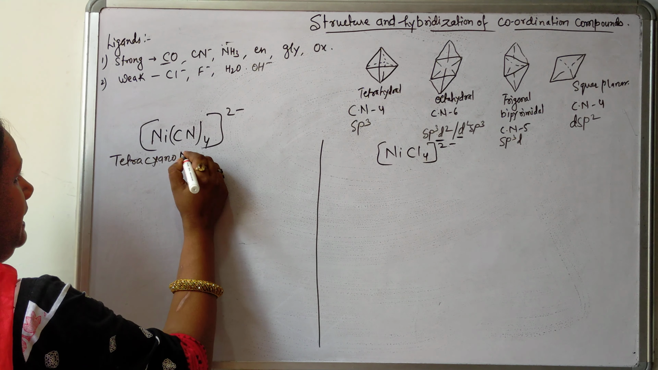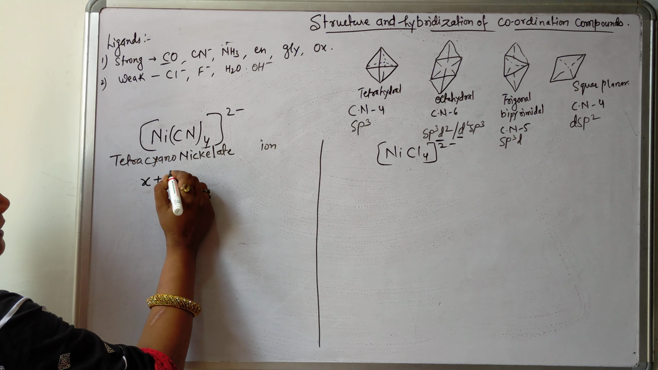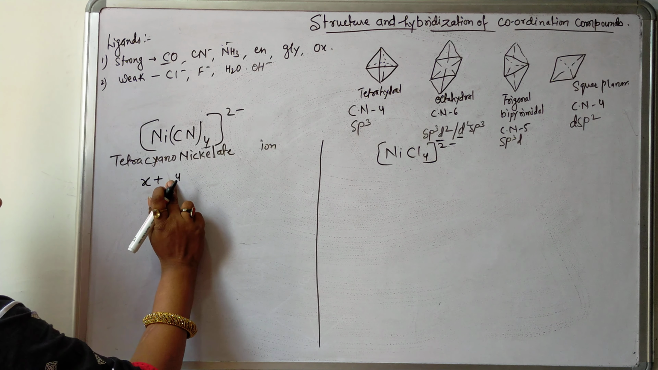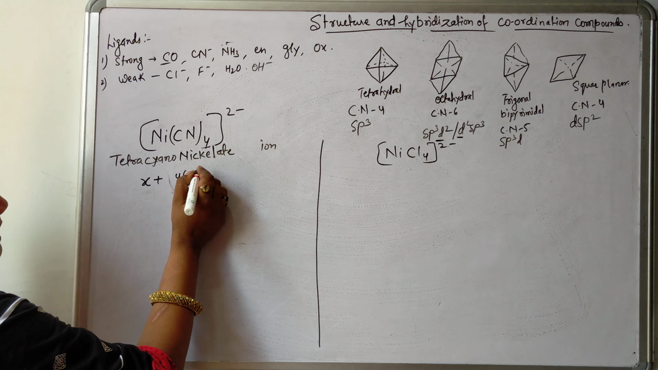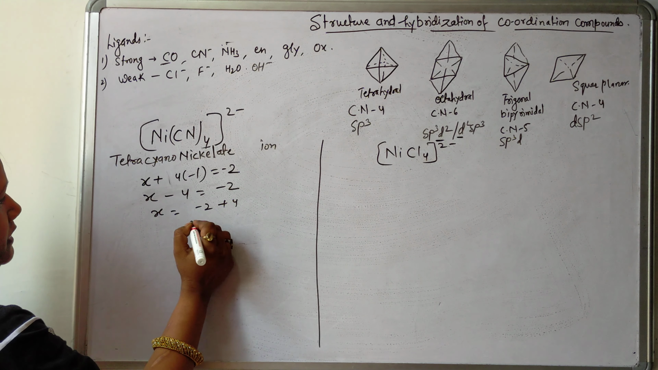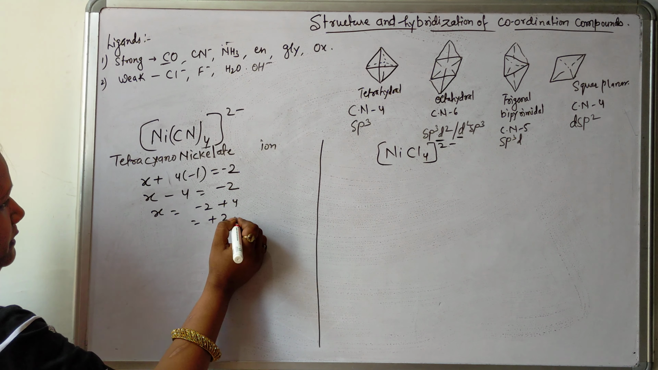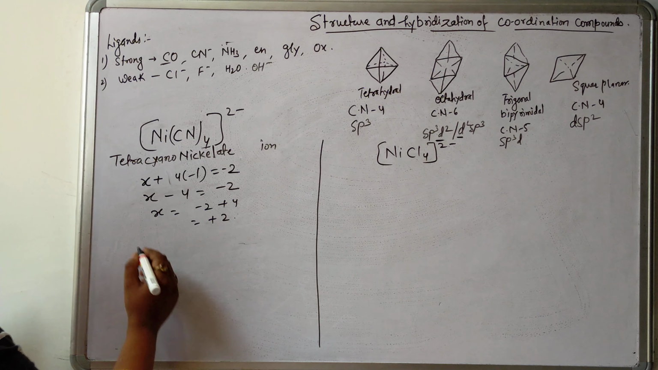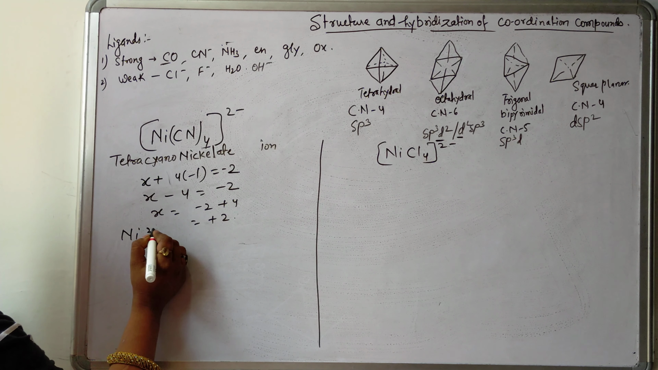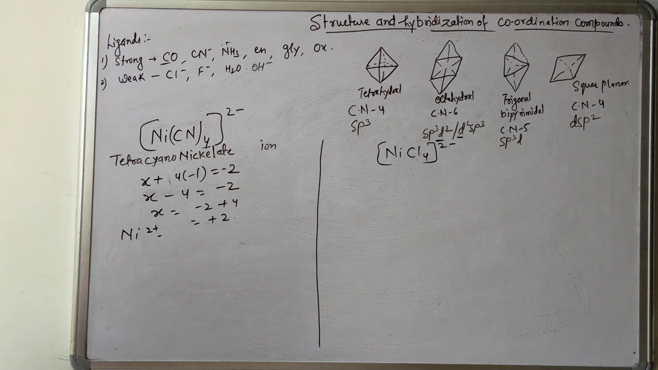Suppose you don't know the oxidation state of nickel here, then you have to find it out. Nickel x plus 4 times minus 1 is equal to minus 2. x minus 4 is equal to minus 2. x is equal to minus 2 plus 4, which is plus 2. So the nickel has a plus 2 oxidation state here. Understood? Same here.